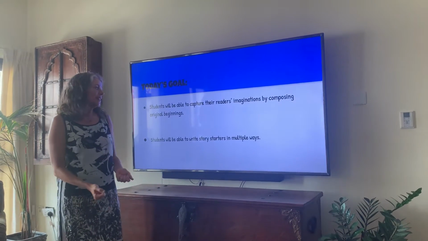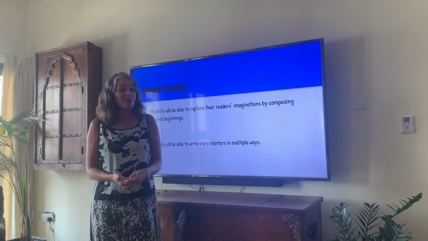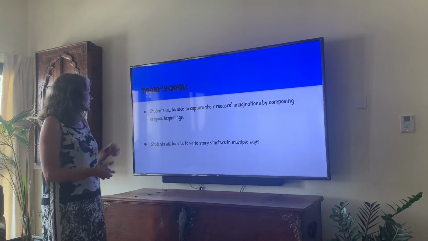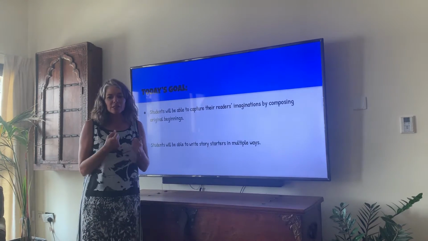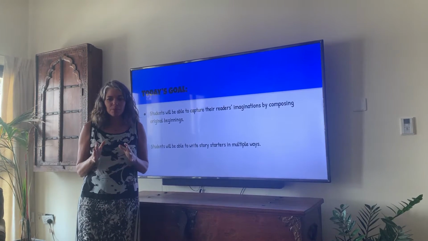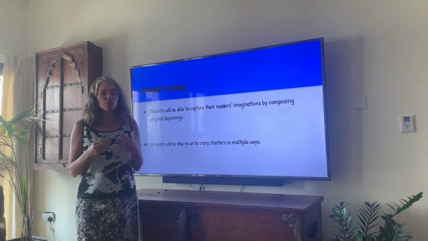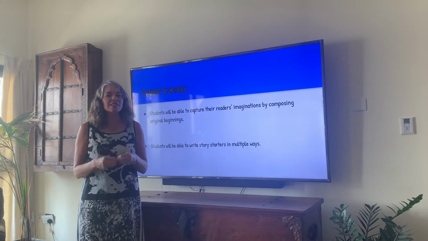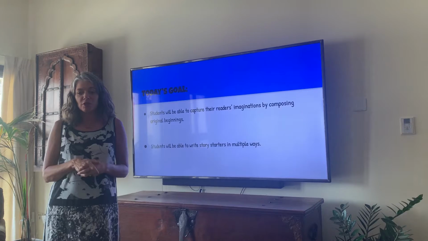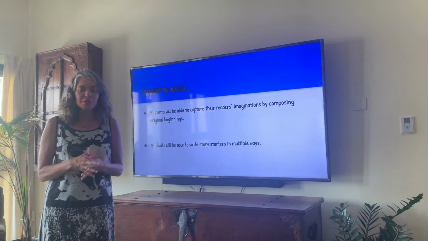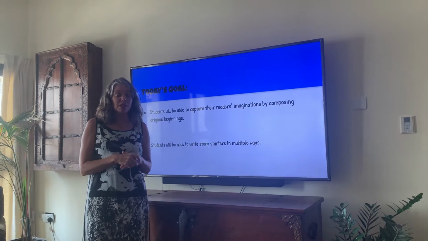So you've written down some things that you think hook means. We'll find out what it means in just a minute. Today's goal: students will be able to capture your readers' imaginations by writing original beginnings. You're going to compose a sentence that hooks me in and makes me interested in your story. Students will also be able to write story starters in many different ways, actually 6.